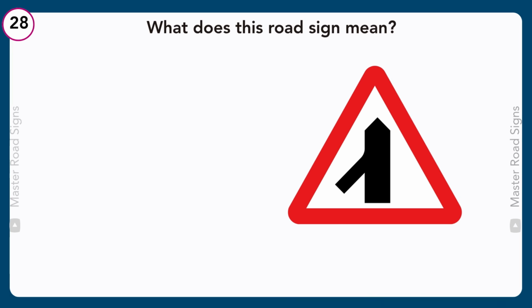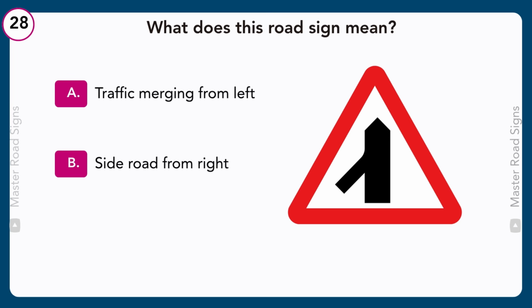What does this road sign mean? Option A, traffic merging from left. Option B, side road from right. Option C, traffic merging from right.